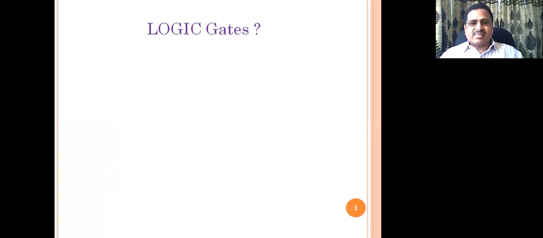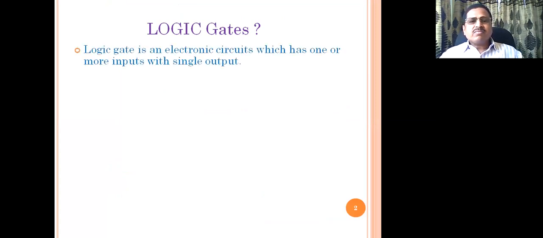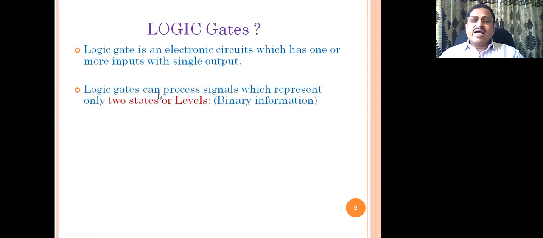What are logic gates? Basically, logic gates are electronic circuits which have one or more inputs with a single output. Every logic gate, as you'll find once we start to learn, contains at least one or may have two or more inputs, but the output is always only one. The inputs we apply and the output the gate produces have only two states, either low or high. That means they contain only two states or two levels.